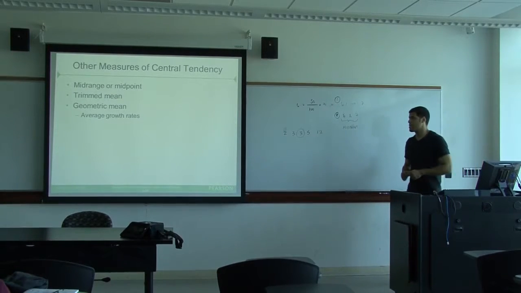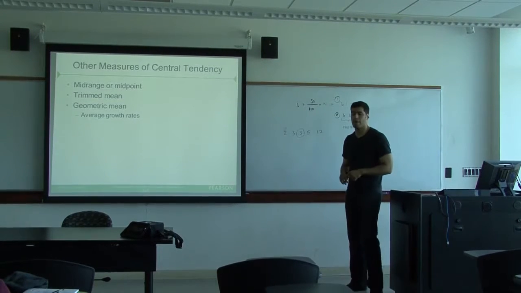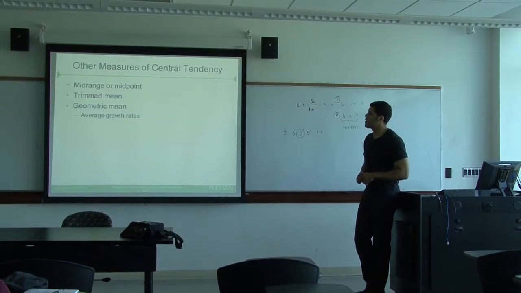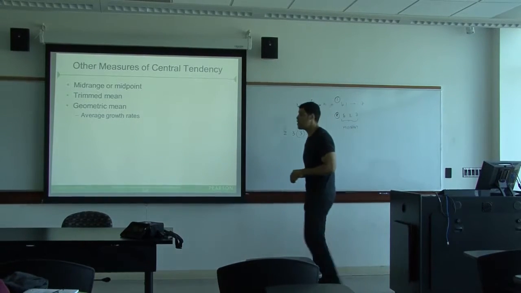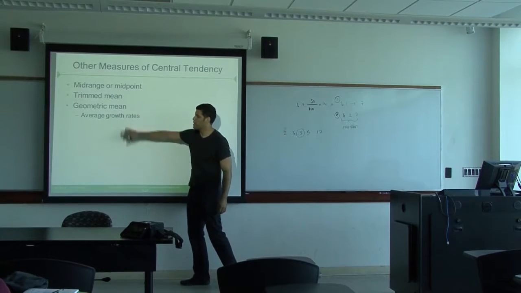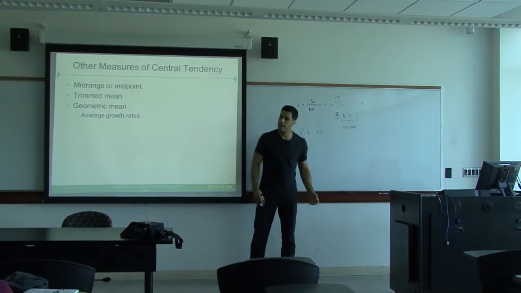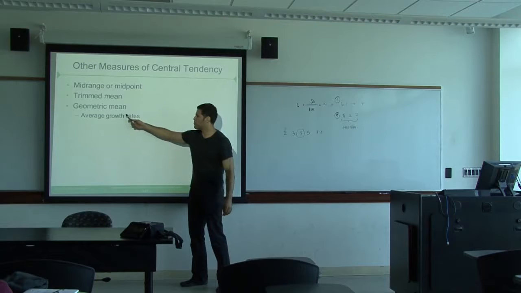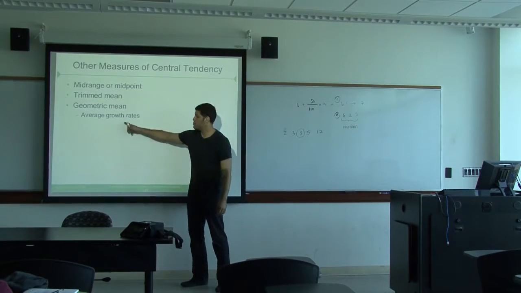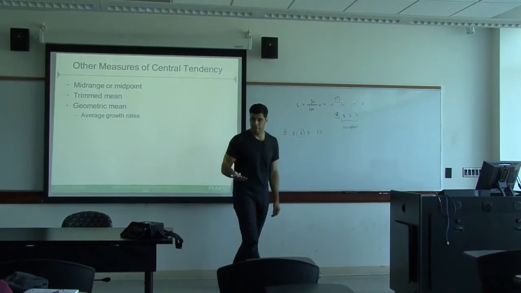All right, other measures that I won't go through here are the mid-range or the midpoint, the trimmed mean. I won't talk about them, but there are other ways besides the 3 that we've seen here, or the 4 if you include the weighted mean, that you can compute the center. Now, one of them, which is really useful if you are in business, I think, is the geometric mean, because it allows you to compute average growth rates.